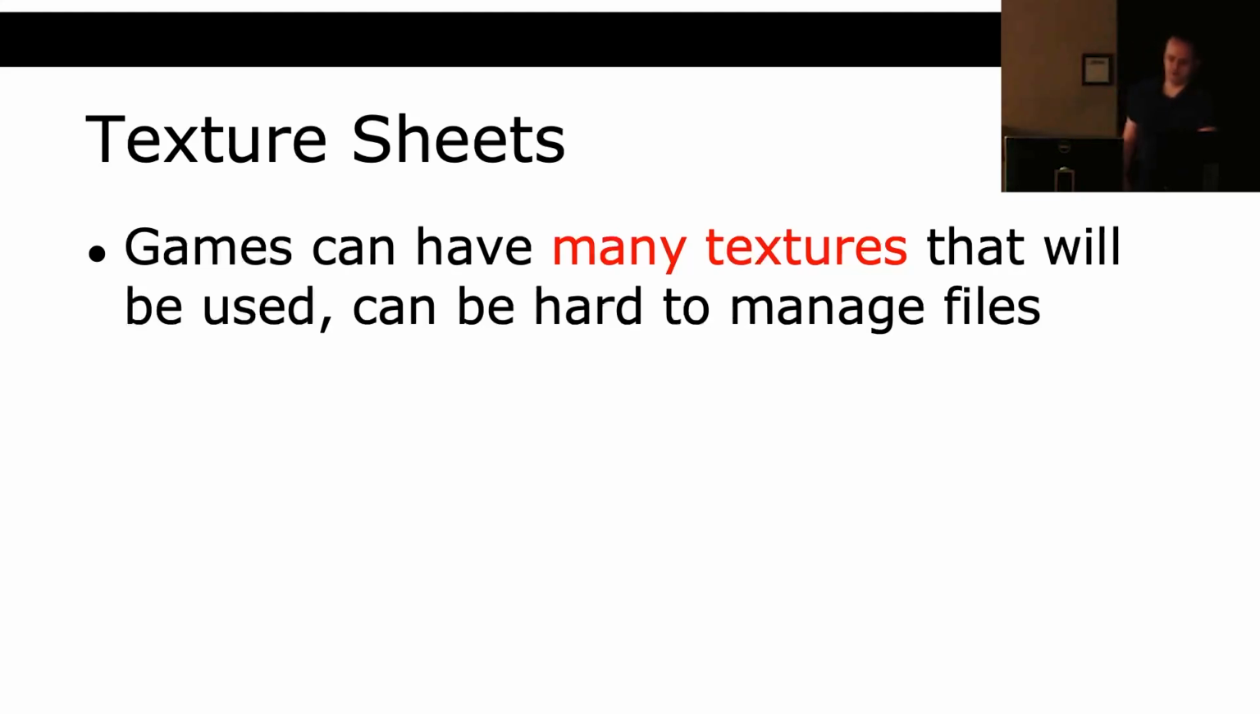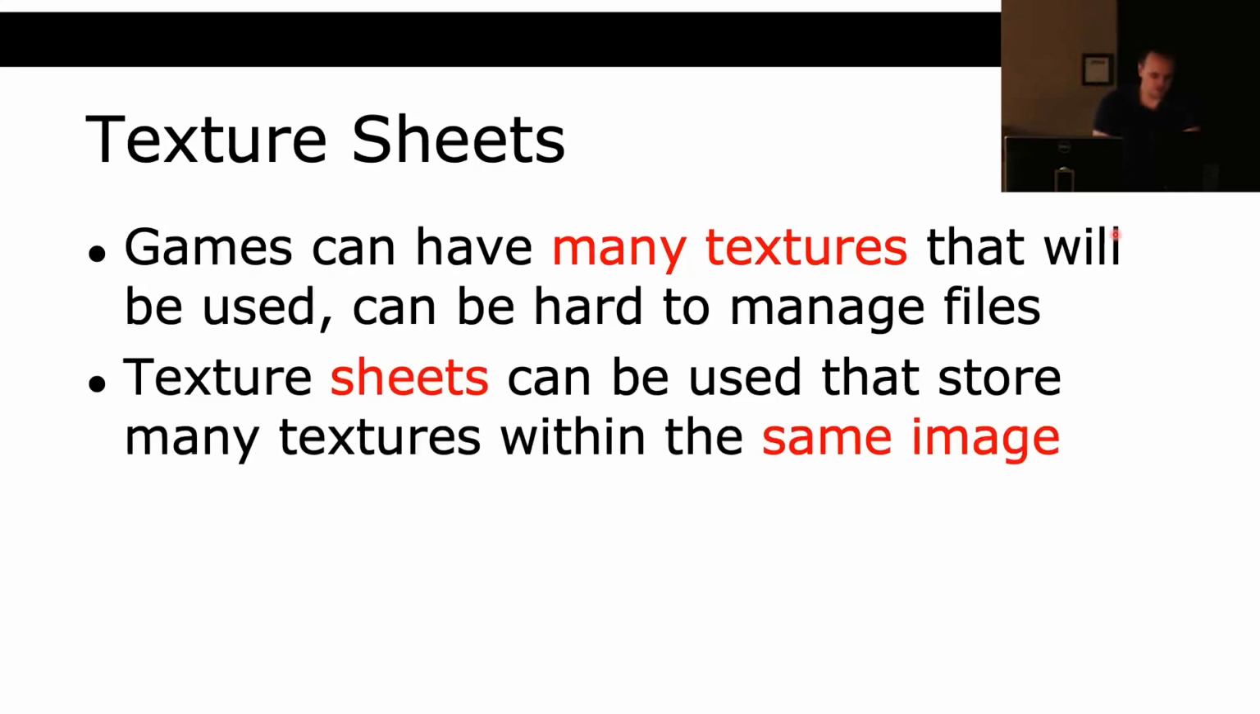So texture sheets. Has anyone seen texture sheets before, especially for older games? Games can have many textures that will be used, and if you have 100 different enemies in your game and each of them have 10 frames of animation, you don't want to have 1,000 different files, right? Loading from files is slow. Typically it's not the reading from the disk that's the bottleneck, it's the fact that you're loading a different file. Then you've got a bunch of different textures in the GPU. Whenever the GPU wants to draw a different texture, it's got to swap some context. So it's better to have as few files as possible.